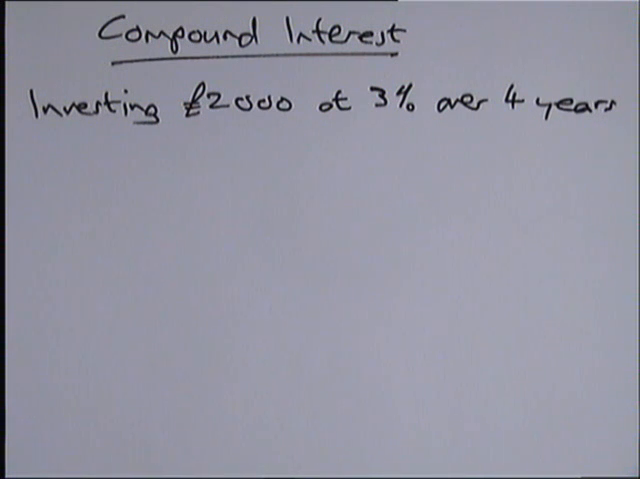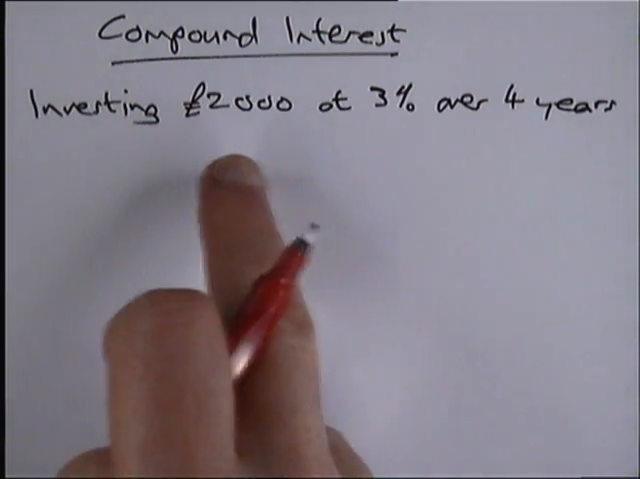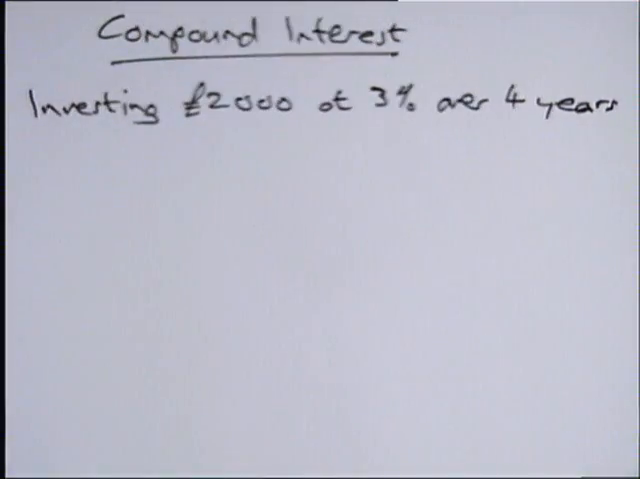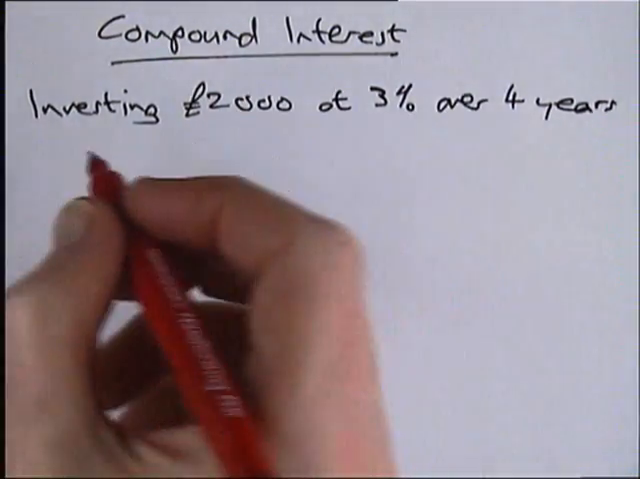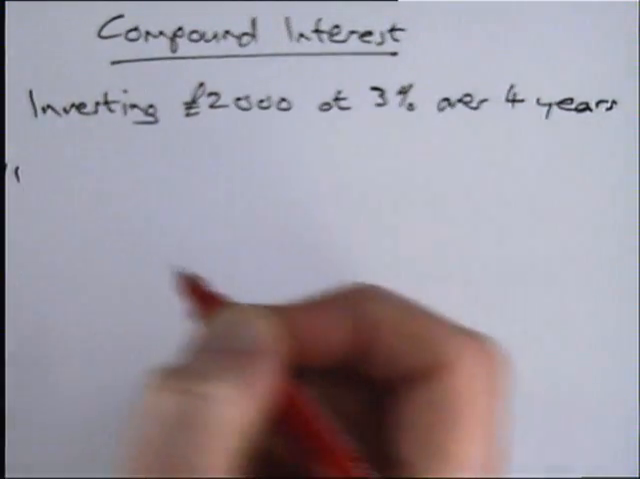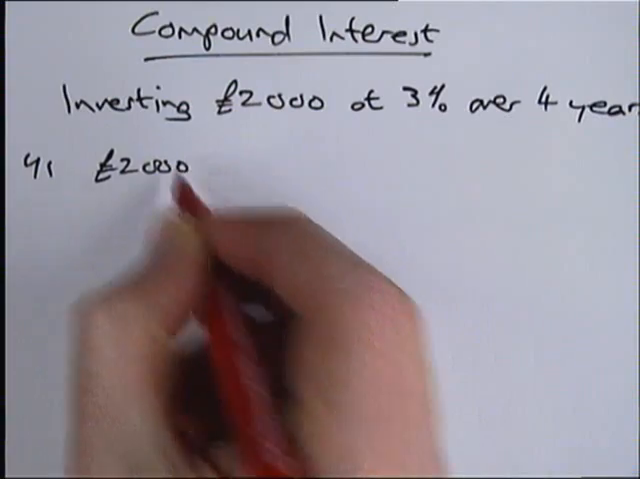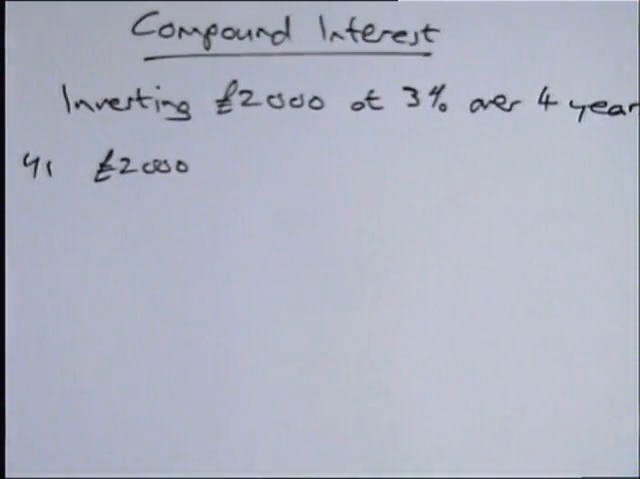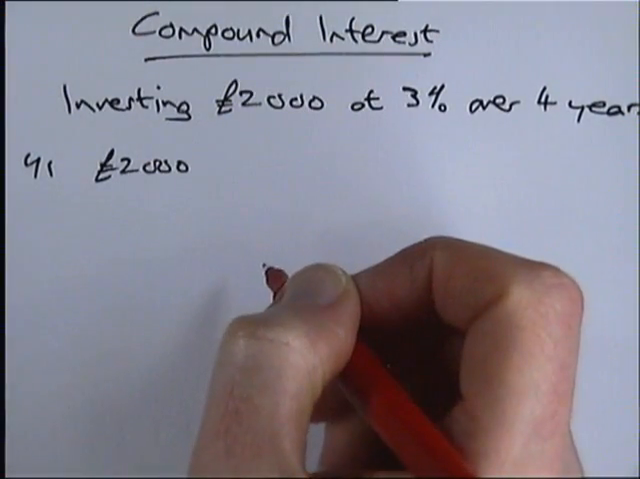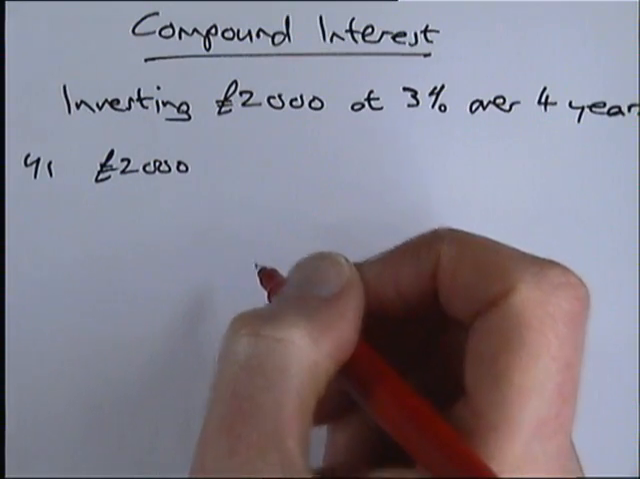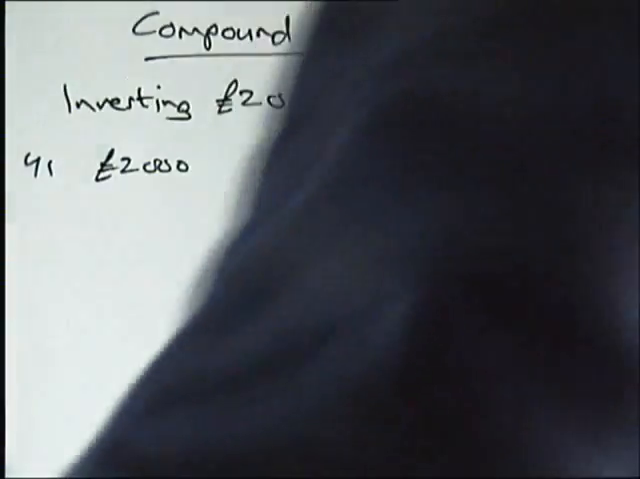In any compound interest question, you're always looking for an amount of money, an interest rate, and a period of time. So, at the start of year 1, we have £2,000. We now need to find what 3% of £2,000 is, and to do that, just do that on a separate bit of paper.